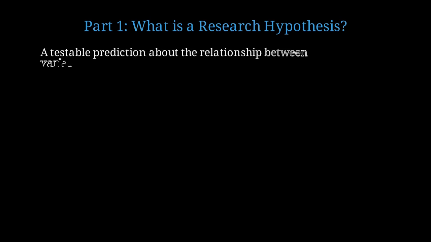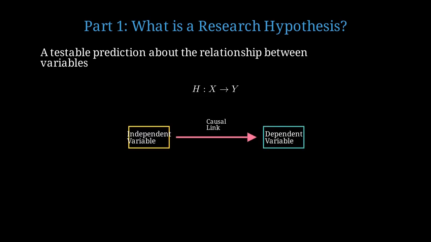A research hypothesis is a testable prediction about the relationship between two or more variables. In its simplest form, a hypothesis proposes that X leads to or affects Y. The independent variable causes or influences changes in the dependent variable through a causal mechanism.